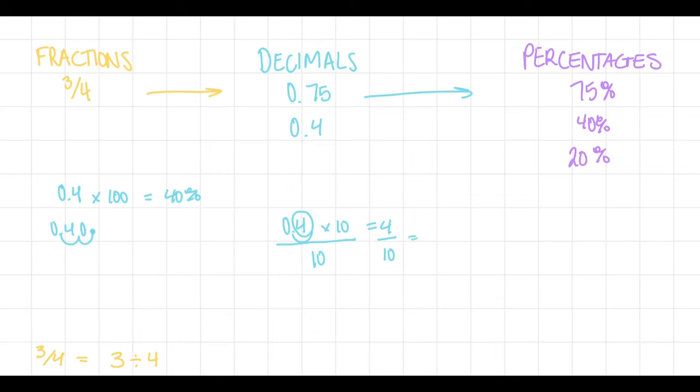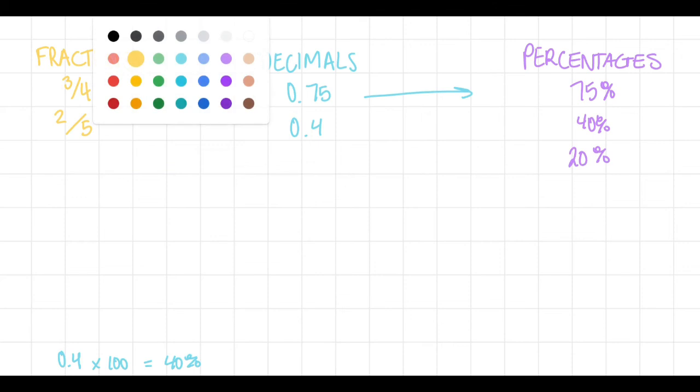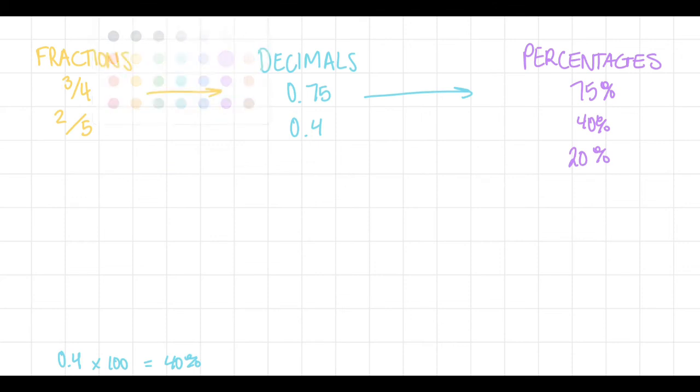Now we want to simplify, because 2 times 2 is also 4, and 5 times 2 is also 10. These 2s cancel out, and we're left with 2 on 5. And that is the simplified fraction of 0.4. Now, last one, we have 20%.